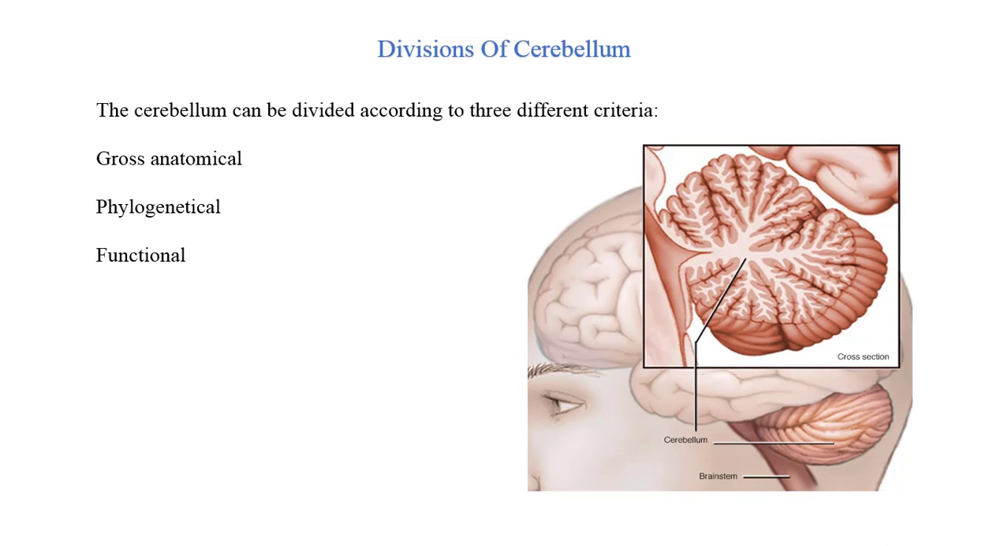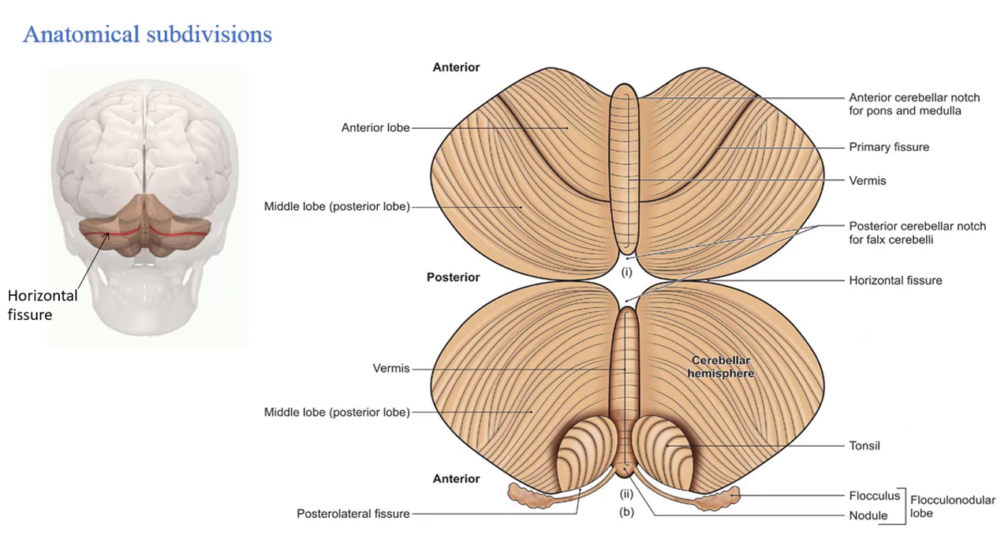Let us start off with anatomical division of cerebellum. So have a look at this image over here. Highlighted on the cerebellum is the horizontal fissure. And if we cut the cerebellum along the horizontal fissure and then lay it face up, we end up with a structure that looks like this.